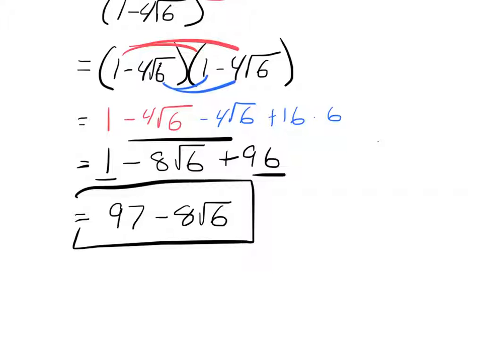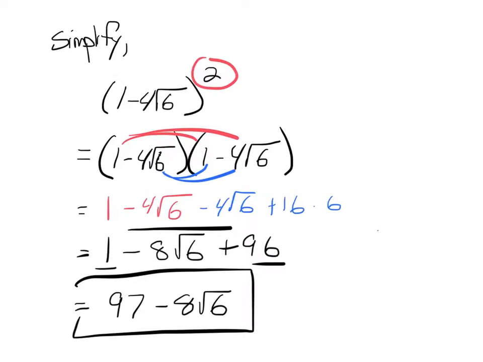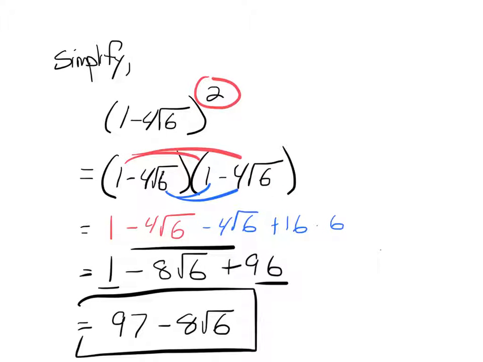And there we go. So big picture again, what we do on these kinds of problems is we rewrite this squaring so we understand that it's FOILing. We FOIL, and then just remembering how we multiply radical expressions, and then how we combine like terms are the last couple steps.